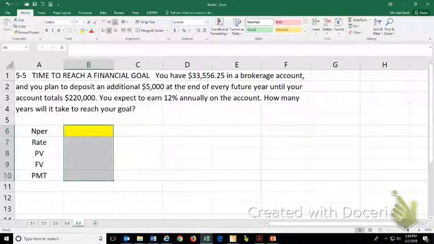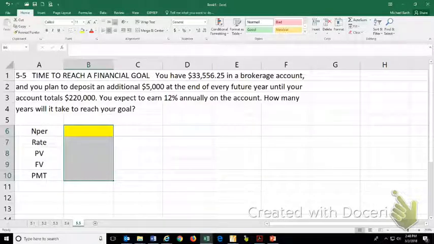This is chapter 5, problem 5-5 from Brigham and Houston's Fundamentals of Financial Management, Concise 9th edition. And here, the time to reach a financial goal. When we're solving for time, we're solving for number of periods.